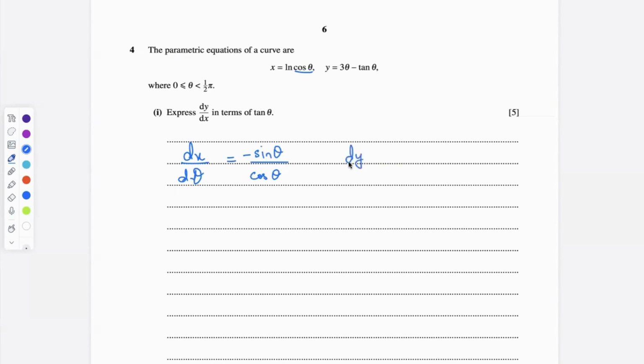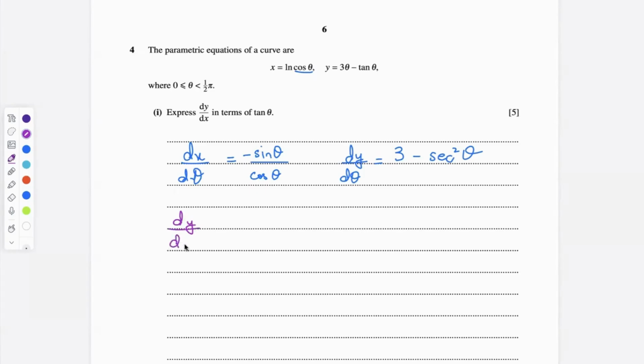And now finding dy/d theta. Differentiating 3 theta, that will become 3. And when we differentiate tan theta, that will become sec squared theta. So this will become 3 minus sec squared theta. Now to find dy/dx, we'll divide dy/d theta by dx/d theta.